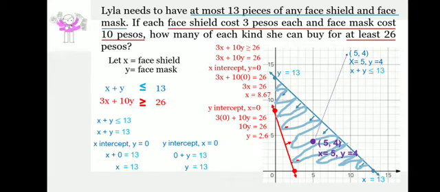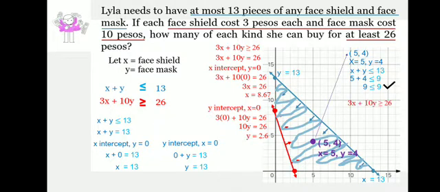So, gamitin natin yung first equation na x plus y is less than or equal to 13. Papalitan natin yung x ng 5 at si y ay 4. So, magiging 9. 9 is less than or equal to 13. Tama naman, di ba? So, that is the part of the solution set.